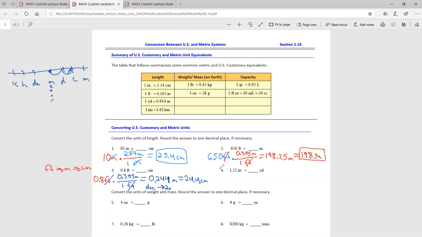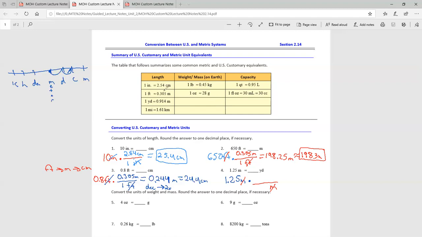Problem 4 is not too bad. 1.25 meters to yards. We have meters to yards as the third one, so that's only going to be a single conversion. So we'll write our 1.25 meters. We're going to be multiplying by a fraction, out with the old, in with the new. We know that meters have to go in the bottom so that they'll cancel. That's the entire concept of dimensional analysis. Everything else just goes in place now.